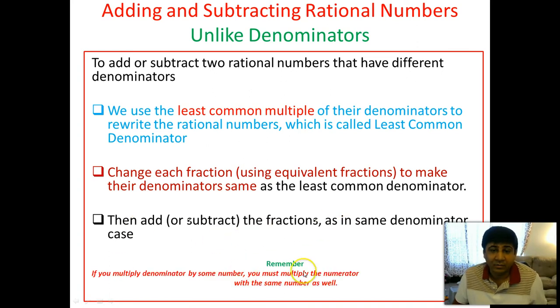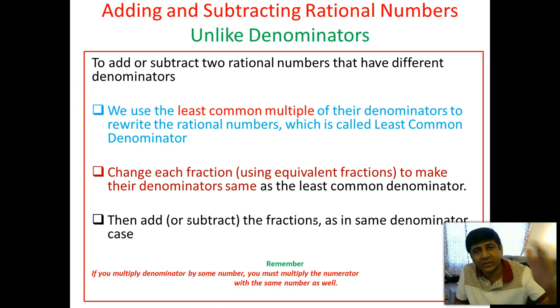Now always remember, going back to the second or third slide, if you multiply the denominator by some number, you must multiply the numerator by the same number. If you don't do that, things go wrong. You have made a mistake. If you have a fraction and you do anything with either the top or the bottom, you have to do the same thing with the other half as well.